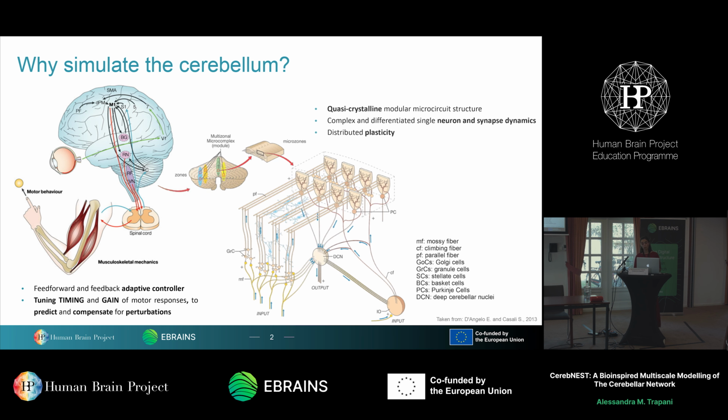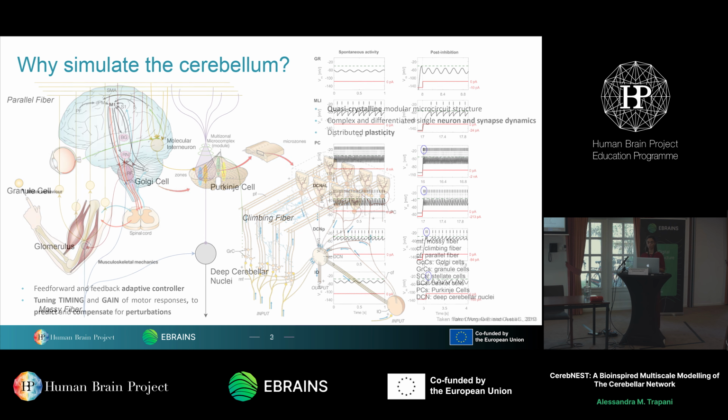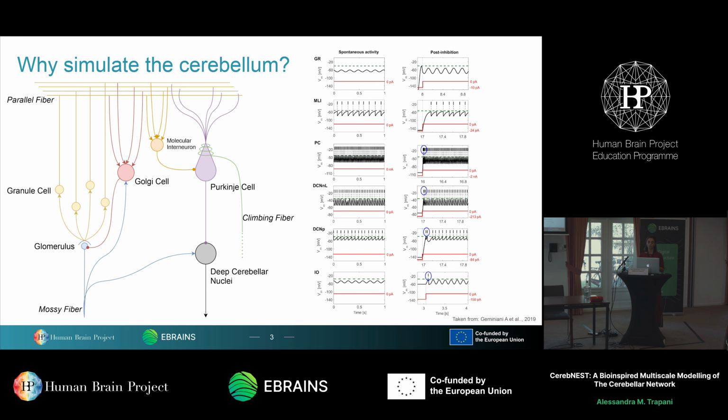perturbation. While from an anatomical point of view, it has this, I would say, beautiful modular microcircuit structure that makes it particularly suitable for simulation when one wants to progressively increase the level of complexity or the numerosity of the neural population and investigate the different synapse dynamics, including plasticity mechanisms. So here I will give you a quick overview of the cerebellar structure that we are currently able to simulate.